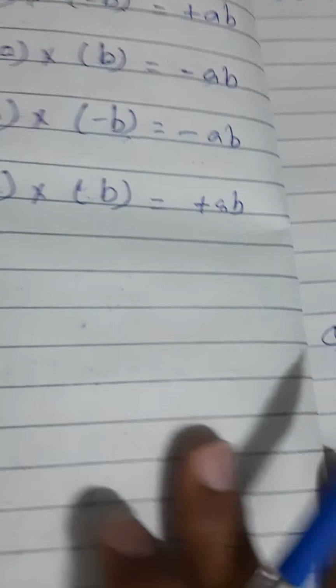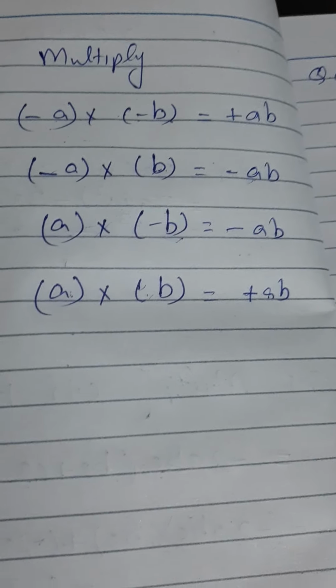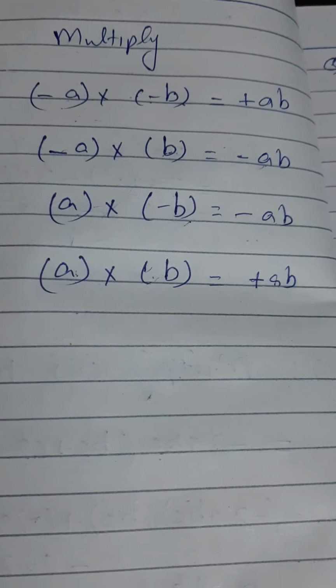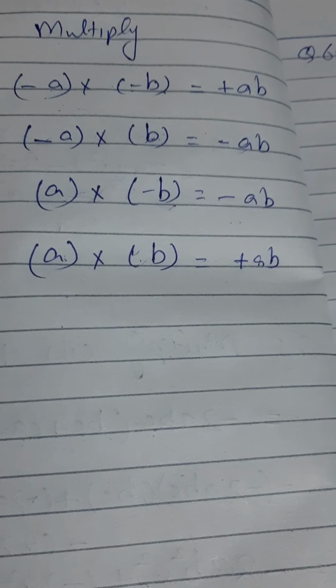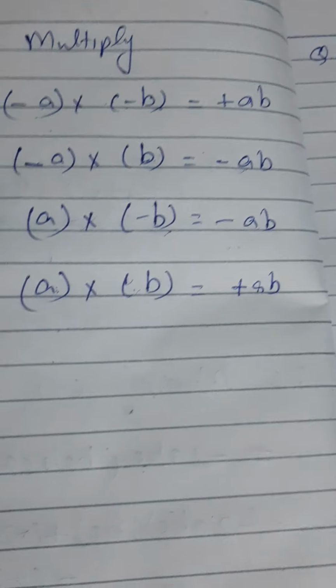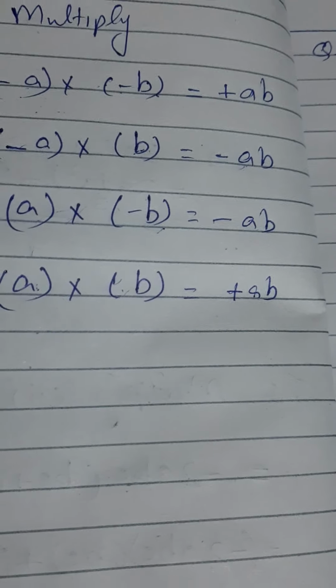Now every time we have to use this rule. When we multiply any two numbers with same signs, the answer will be positive. When we multiply any two numbers with different signs, the answer will be negative. This rule is only applicable in multiplication. We are talking about multiplication.